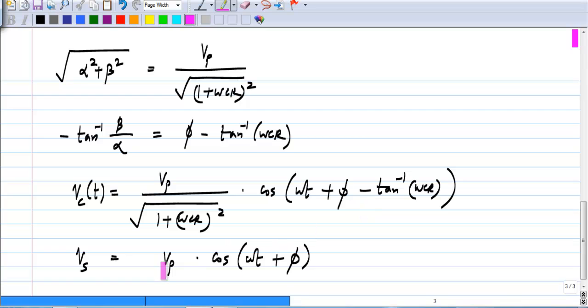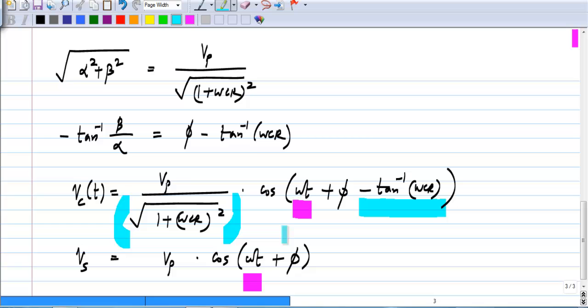So, you can see that the output has the same frequency as the input, omega. What has happened is that there is an extra phase shift. The phase has been modified by that much. The input phase was phi. This is phi minus tan inverse omega CR. The input amplitude was VP. The output amplitude is VP divided by something.